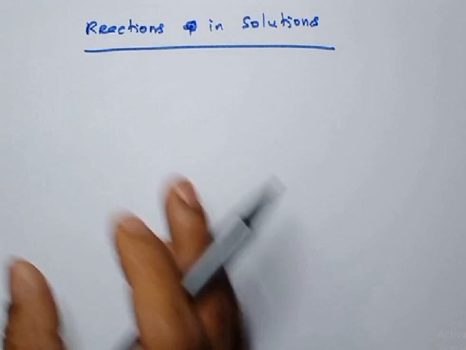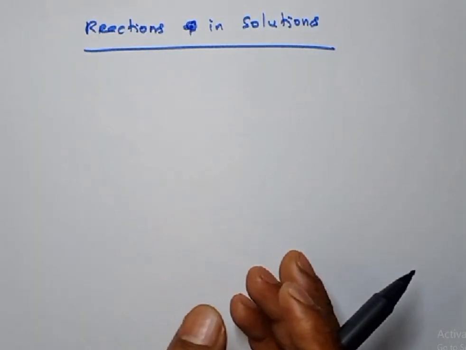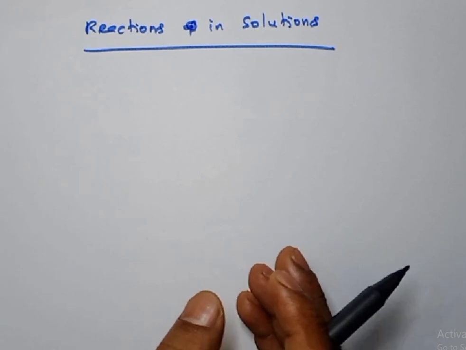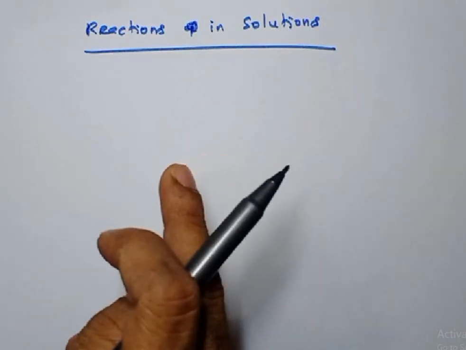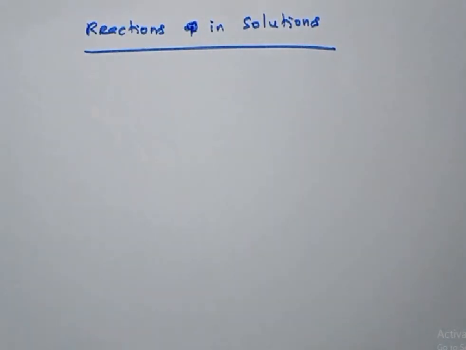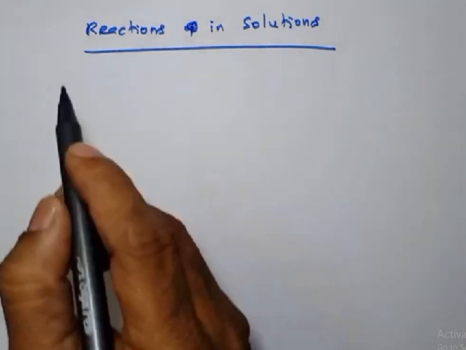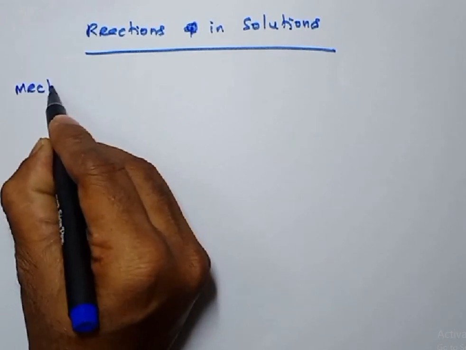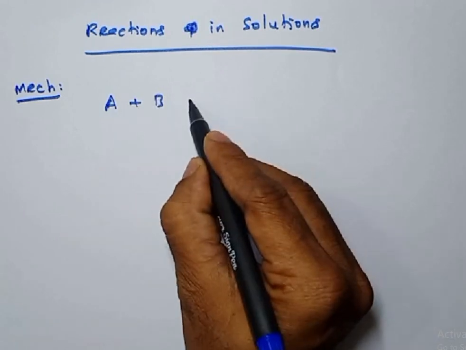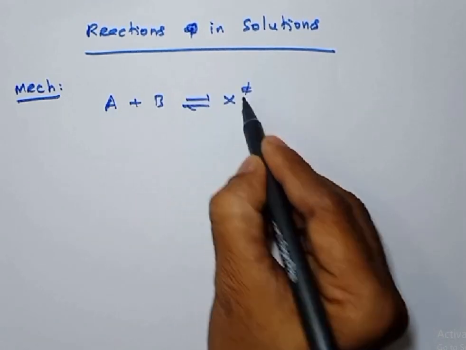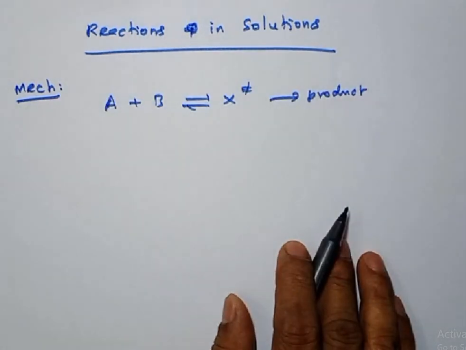In the gas phase, we have only reactant molecules. So reactant molecules combine, form activated complex, and activated complex forms product. It's a very simple one. But now, in solution, you not only have solute particles, you also have solvent. So solvent is going to play an important role. And what is the proposed mechanism? The proposed mechanism is the same. Suppose I take two species A and B. They combine and form an activated complex in solution, and the activated complex forms the product. As usual.